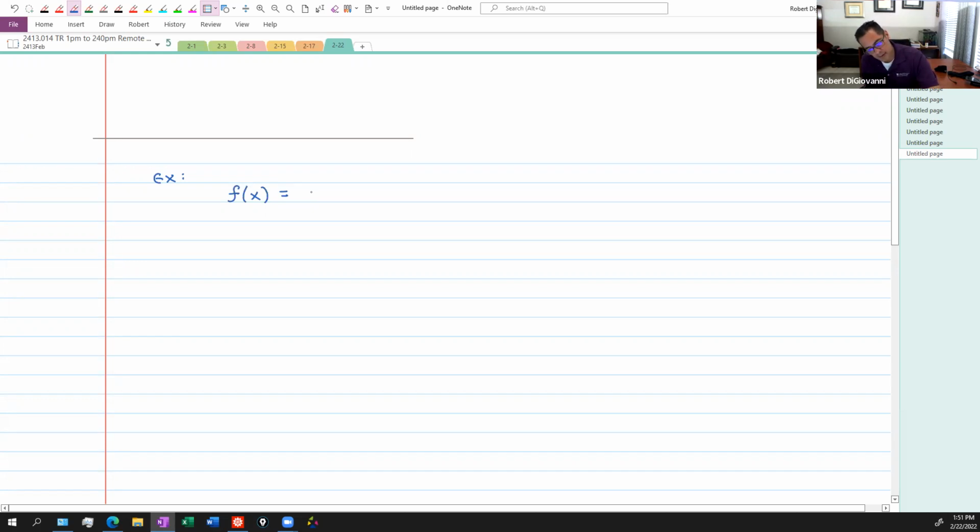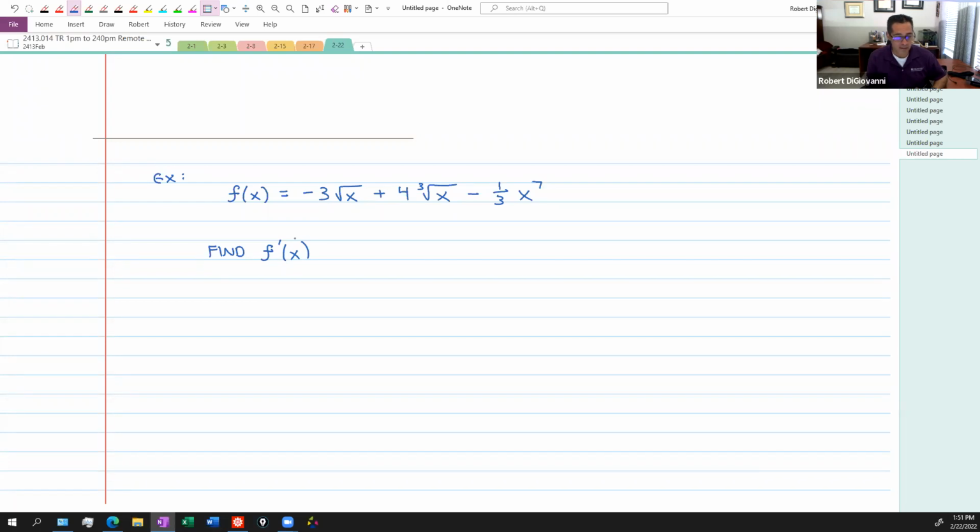What if we had -3 square root of x plus 4 cube root of x minus 1/3 x to the 7th? And I asked you to find f prime of x. Well, that looks bad, but you actually have a plus here and a minus here, right? Which allows you to do each of them separately. Understand? You can do each one individually.